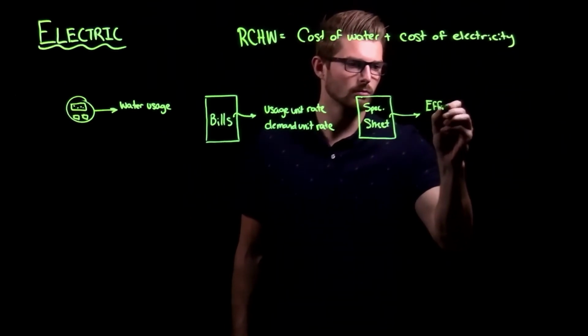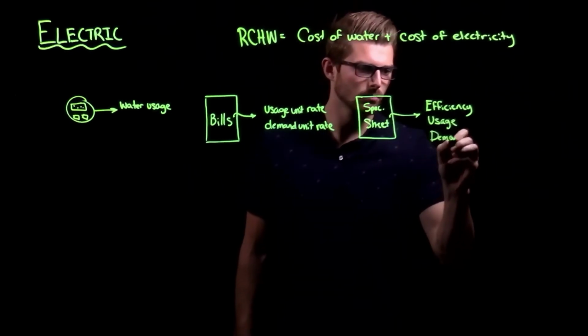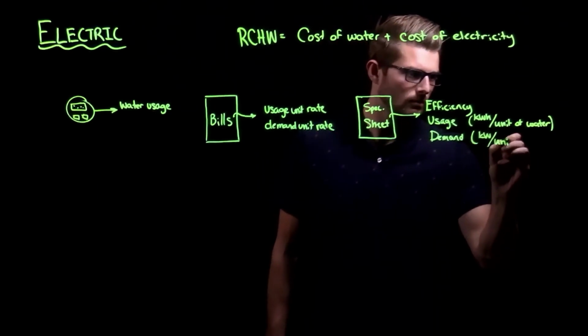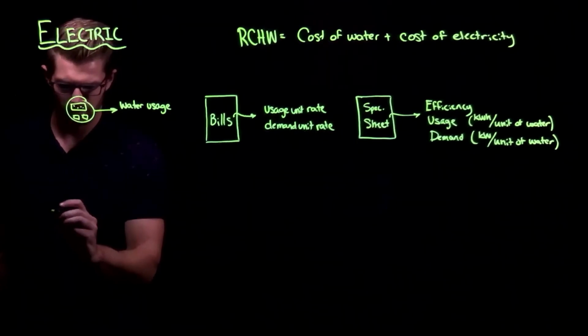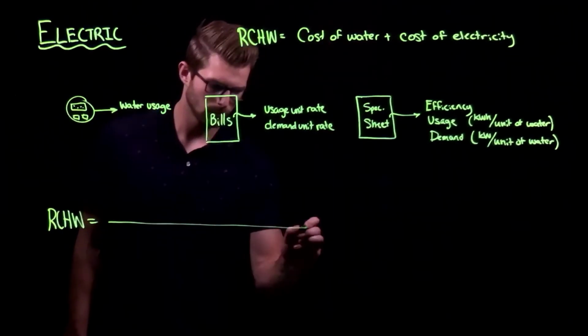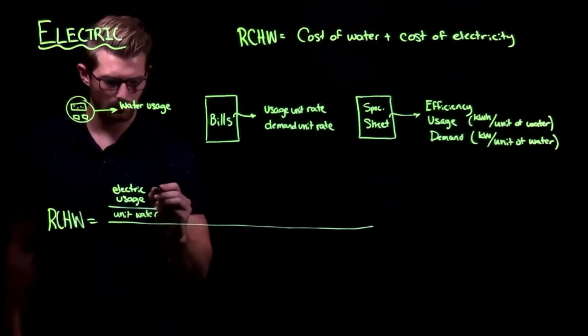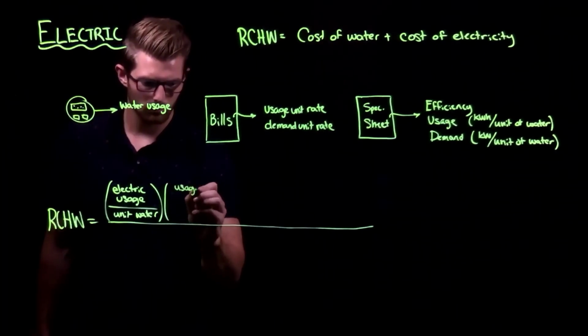Begin by collecting water usage data, then consult the specification sheets to determine electric usage, demand, and efficiency of the heater. Next, determine the unit rate at which you are billed for electric usage and demand. It is important to account for both usage and demand charges in this analysis. Excluding one will leave some of the heating cost unaccounted for.